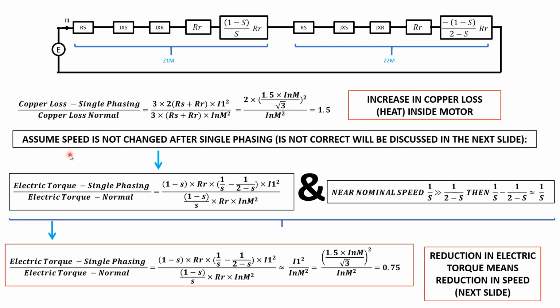Now let's quickly investigate the torque and the speed. So assume speed is not changed after single phasing. This is not correct, and will be discussed in the next slide, but let's say the speed is not going to change. So I mean the S value is the same. So the electric torque when it's single phase is basically these two elements that we made separately, this one multiplied by I1 squared. Basically, this is not torque but power, but it doesn't matter.